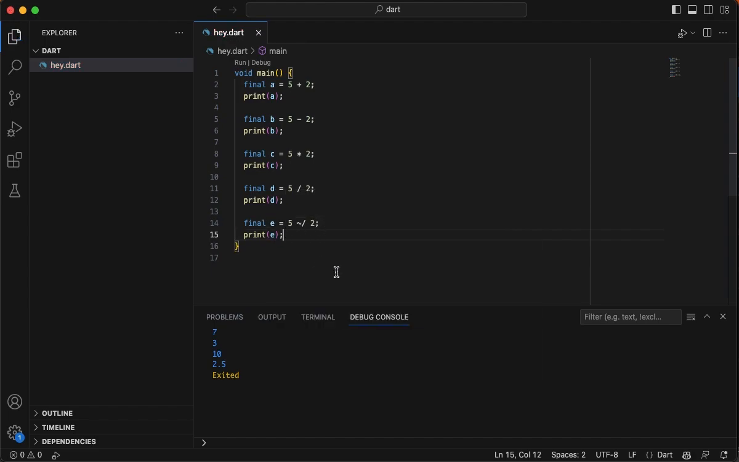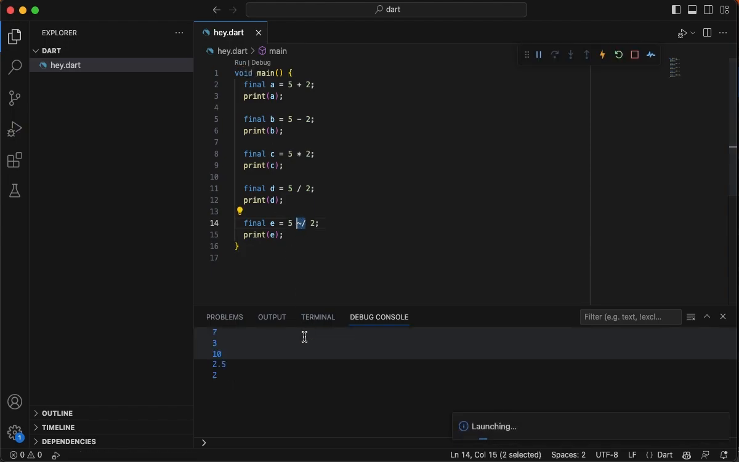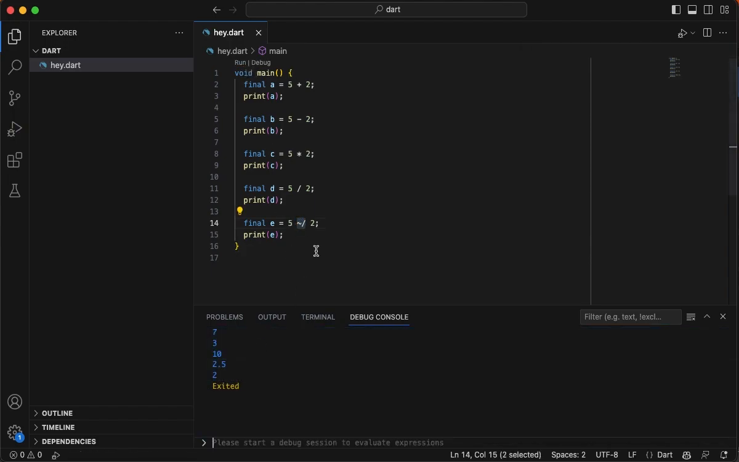What do you think here? We said 5 divided by 2 is 2.5. But what about this kind of divide? What will the value be? It will be just 2. So what this will do is always round down to the lowest value.